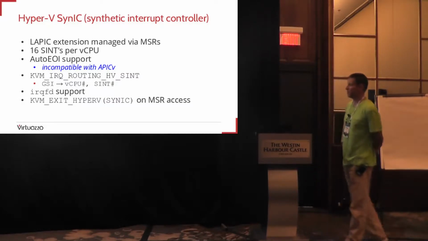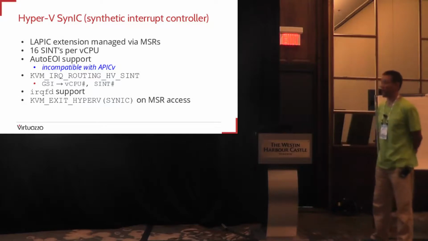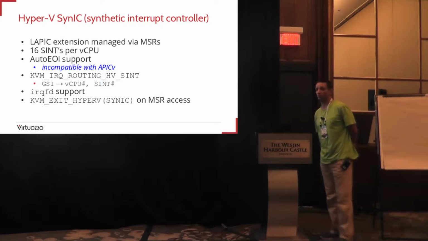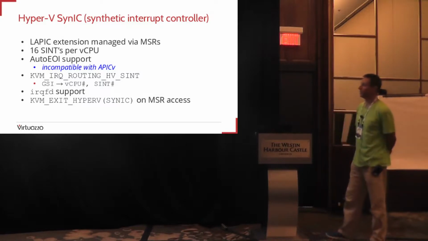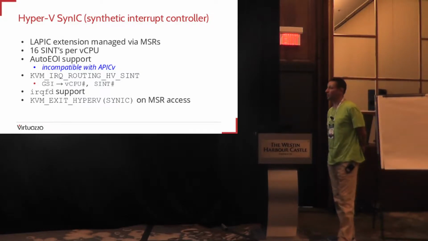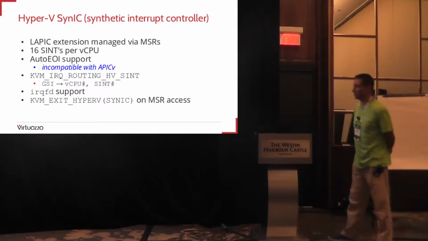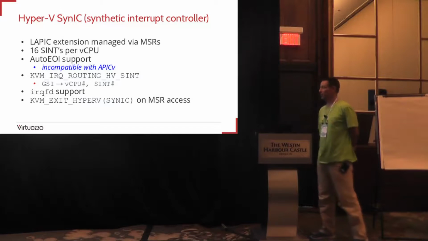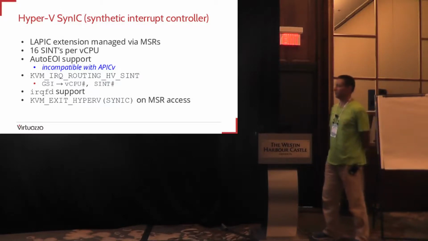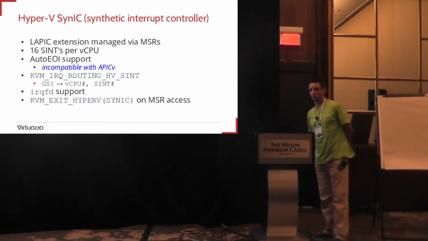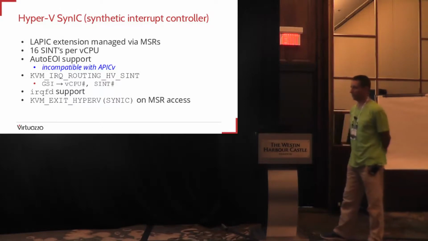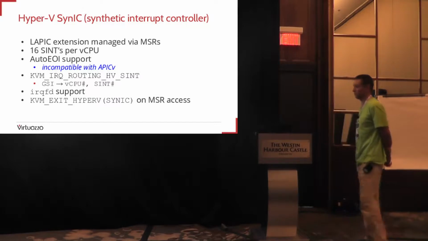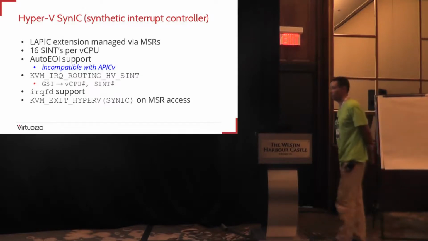So the implementation was done by adding a new type of IRQ routing table entry, which maps the GSI to vCPU number and synthetic interrupt number. This got IRQFD support, so you can signal the interrupts and get notification of the acknowledgement through the eventfd mechanism.